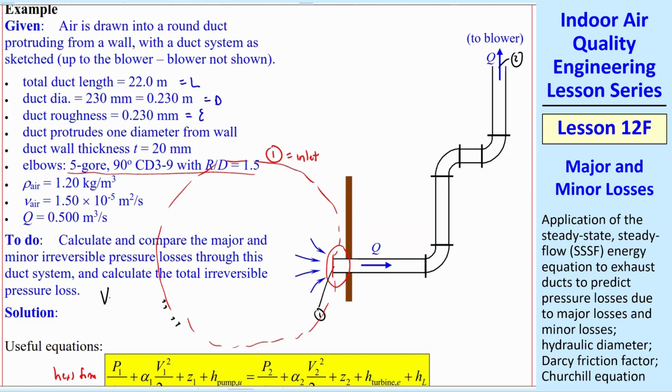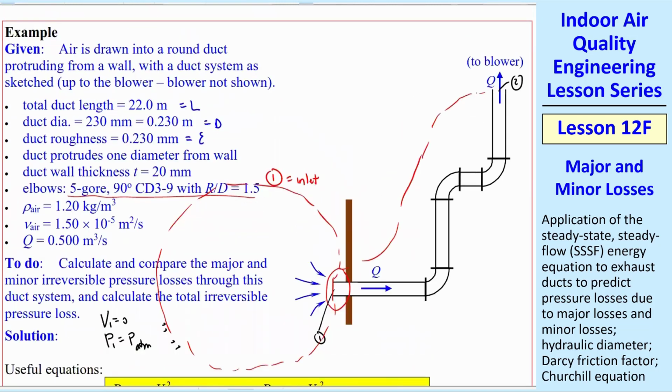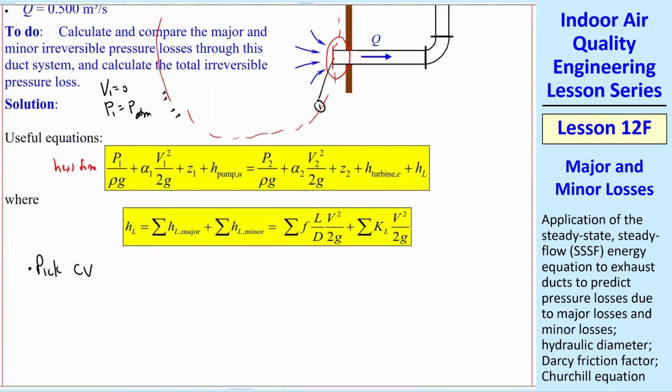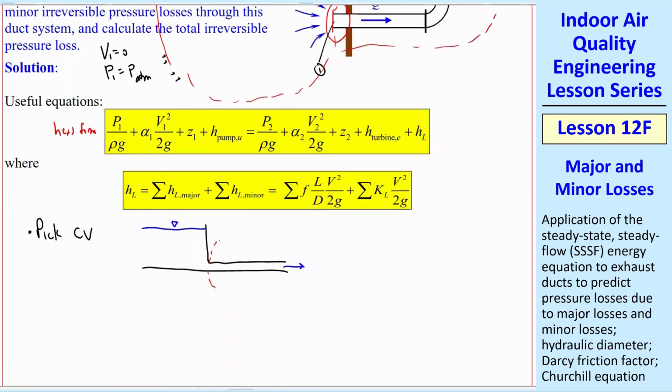So we have V1 is 0 and P1 is P of the atmosphere. The rest of the control volume goes anywhere you want as long as it passes through the outlet here, which would be 2. This is very similar to what we used to do in fluids. You're draining water from a tank. So you've got this water surface here, and you have flow coming out, and you want to do a control volume analysis. Most students would make their control volume look like that, but that's not a wise control volume.